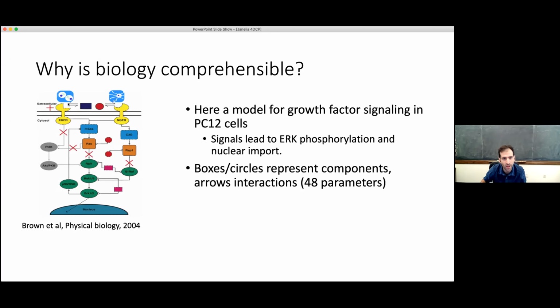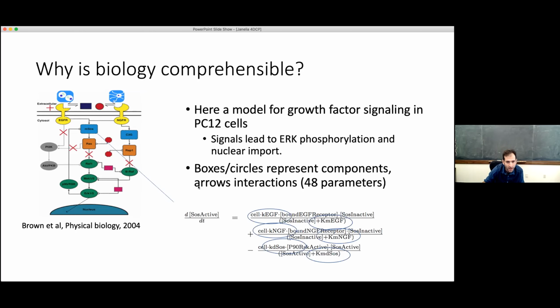In this model, when these different growth factors arrive, they trigger a signaling cascade. All of these boxes and circles here are components that get phosphorylated and activated, and eventually leads to the phosphorylation and nuclear import of ERK here. If you zoom in on this a little bit, what you can see is that each of these boxes and circles are components, and all of the arrows represent interactions. And in total, there's about 48 parameters, or exactly 48 parameters in this model.